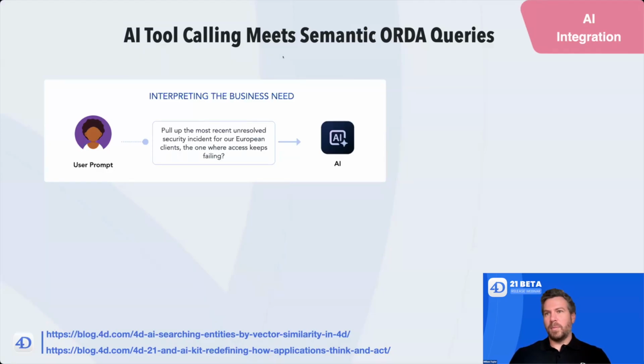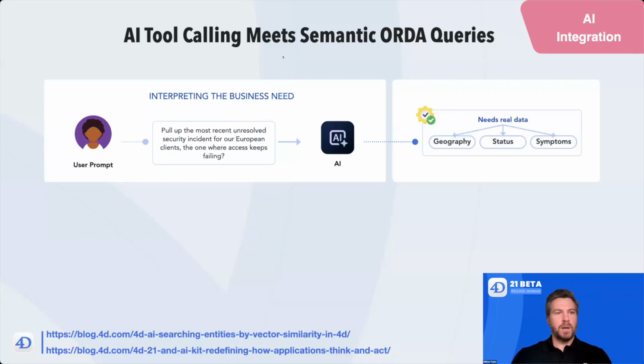For example, someone may want to know: can you pull up the most recent unresolved security incidents for our European clients, the ones where access keeps on failing? A complicated query. The AI model understands the request, but it also recognizes what it can't invent. It needs real information: geography, status, and symptoms. Everything your application already knows.